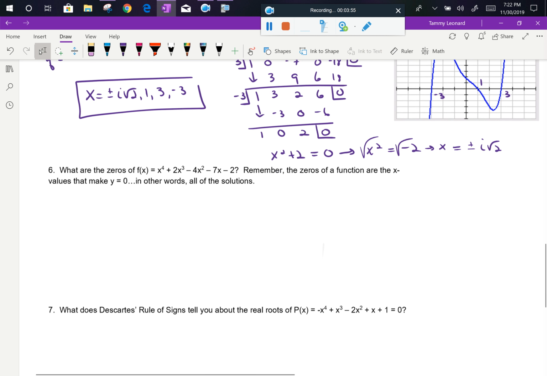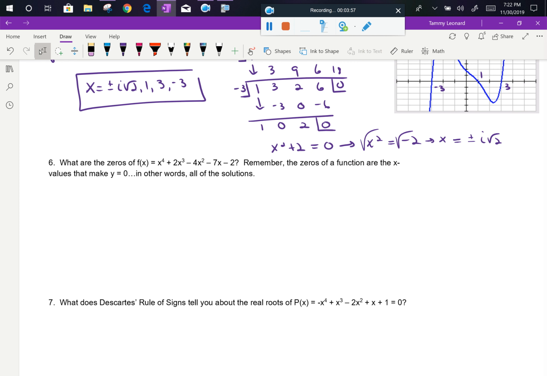Taking a look at number 6, we're asked what are the zeros of f of x equals x to the 4th plus 2x cubed minus 4x squared minus 7x. And there's a little note here, remember the zeros of a function are the x values that make y equal to 0. In other words, this is the same type of question as the question up above. What are all of the solutions?